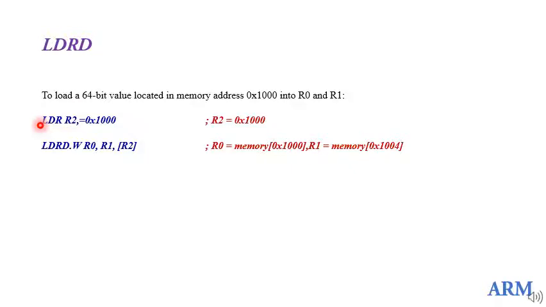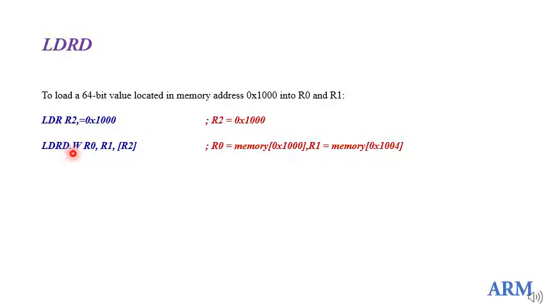So as we have seen, the move instruction to copy a 16-bit value into a register requires the 32-bit counterpart, that is MOVW, right? That can also be done using this LDR instruction. LDR R2, =0x1000 is going to load R2 with 1000. Now the next instruction is LDRD.